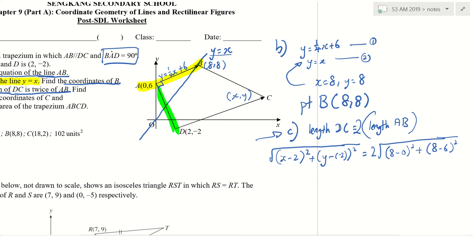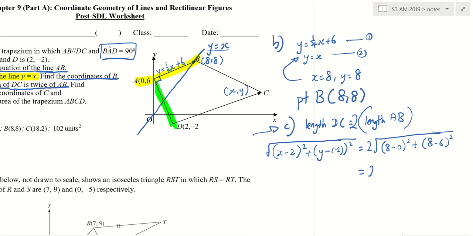Now I look at the right-hand side. Can you tell me what's the number inside? Like 8 squared plus 2 squared, so 64 plus 4, which is 68. I only want a number inside the square root. Okay? Okay, done.